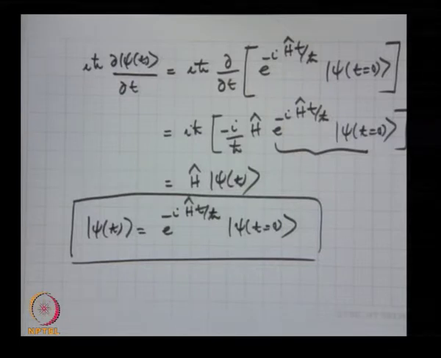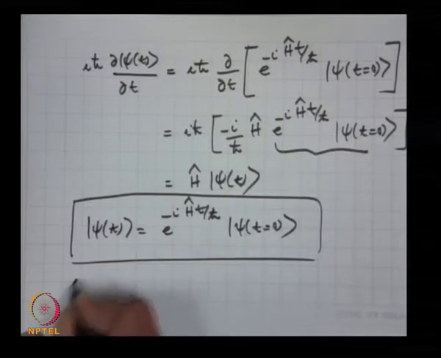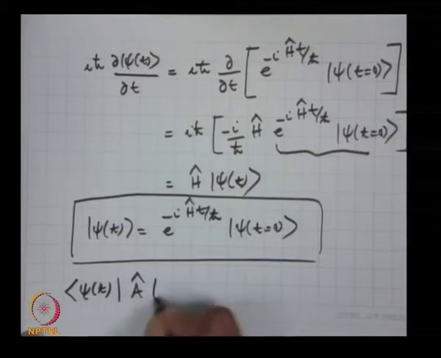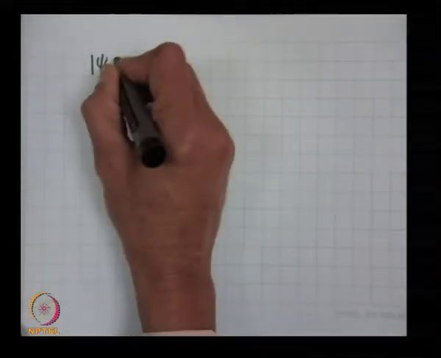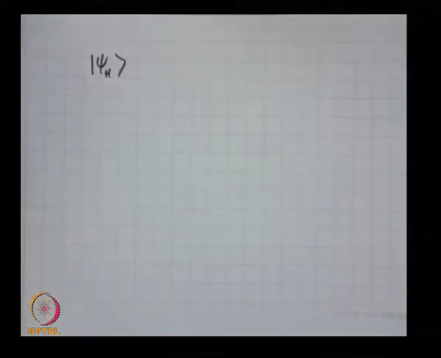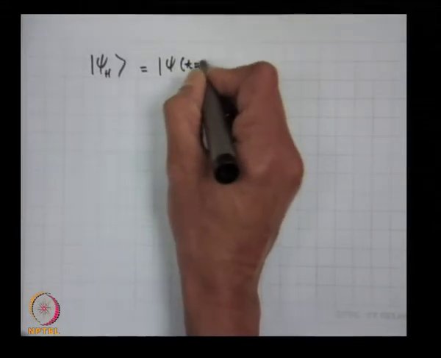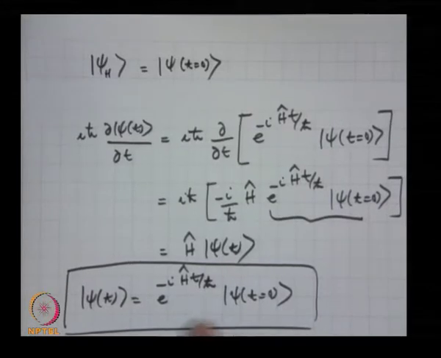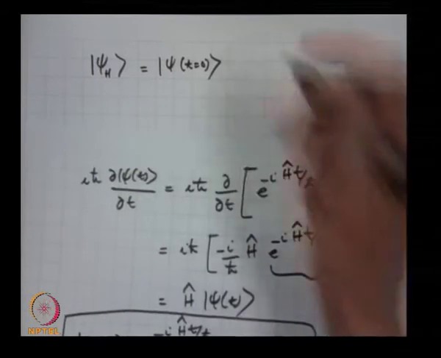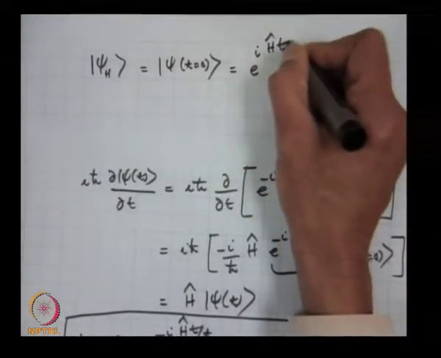Now, for example, in this picture, if I were to calculate the expectation value of an operator A as a function of time, A is independent of time, but this expectation value can change with time because ket psi changes with time. Now I want to go to another picture where I take away the time dependence from the ket into the operator. So let me define the ket corresponding to the Heisenberg picture, with a subscript h here, as psi at t is equal to 0. So that doesn't change with time anymore. And this equation, I can invert formally and write this as exponential i H t by h cross into psi of t.